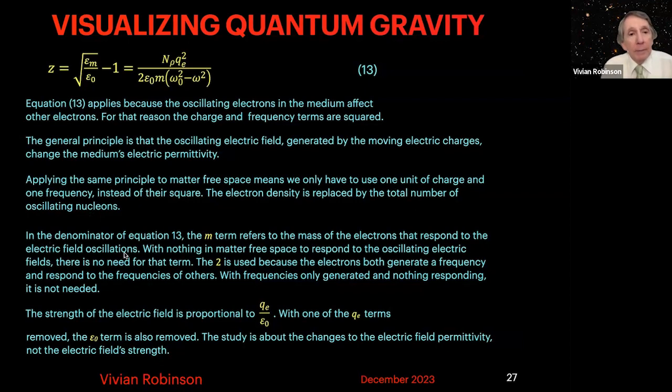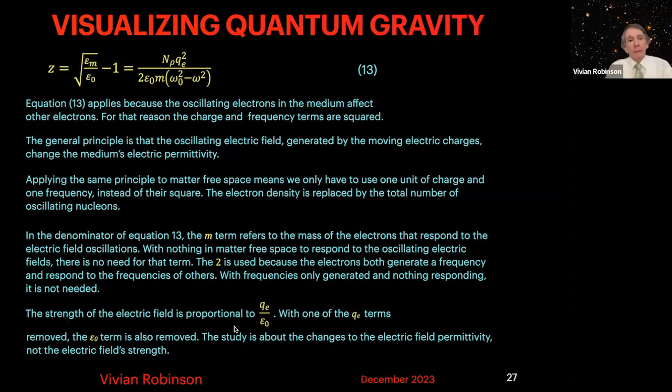In the denominator of equation 13, the m term refers to the mass of electrons that respond to the electric field oscillation. With nothing in matter-free space to respond to the oscillating electric field, there is no need for that term. The term squared is used because electrons both generate a frequency and respond to the frequencies of others. With frequencies only generated and nothing responding, it is not needed.